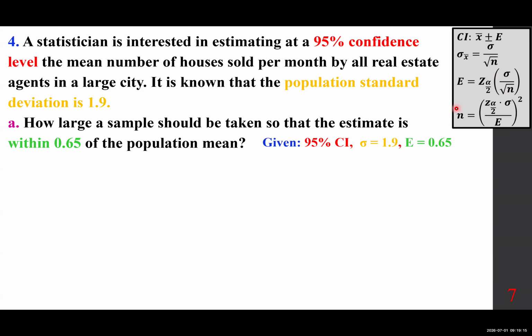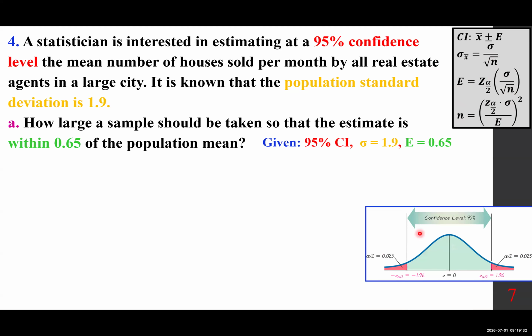I hope everybody understands basic algebra. So we are going to use this formula. To use this formula, we need the sigma, we have it. We need the E, we have it. What about the Z? The Z, we don't have it, but it comes from the 95% confidence interval. So we draw, and we want a 95% confidence interval. This happened to be a common number. That means the tail is 5%. Each tail is half of that.